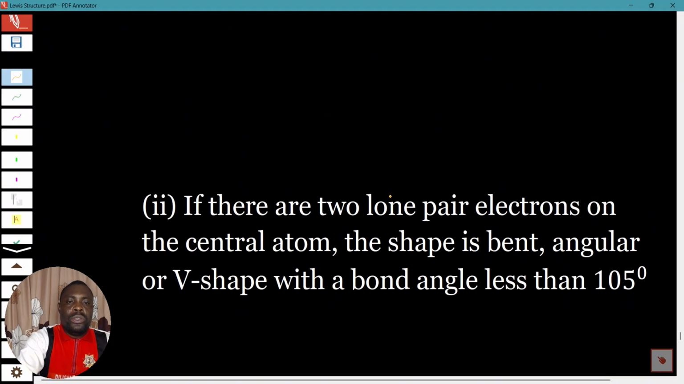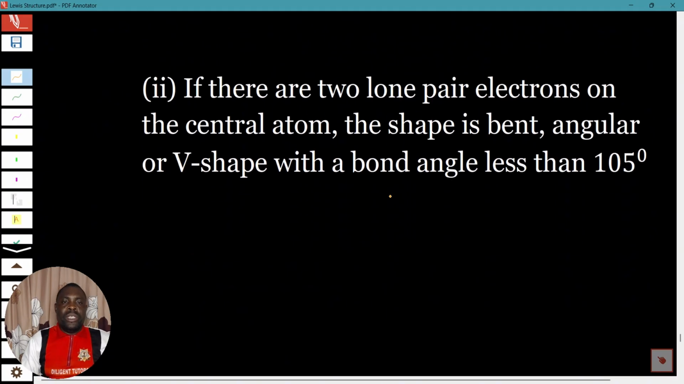The third rule is that if there are two lone pair electrons on the central atom, the shape is angular, bent, or V-shape, and the bond angle will be 105 degrees. A good example is water.